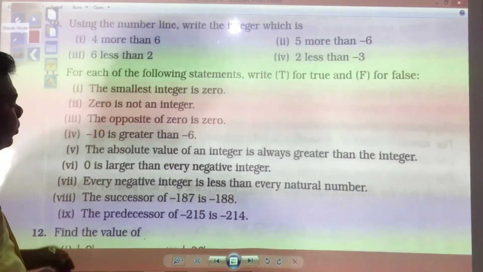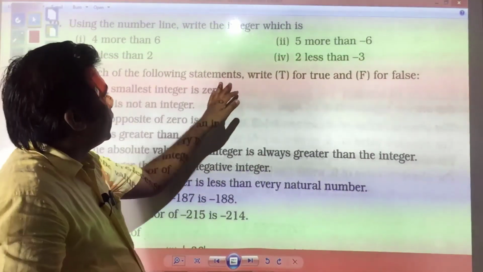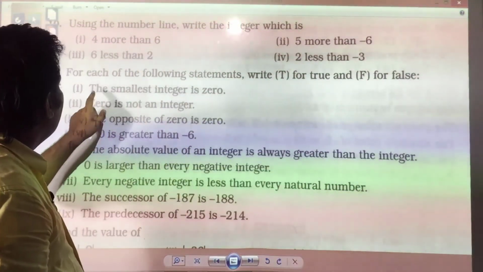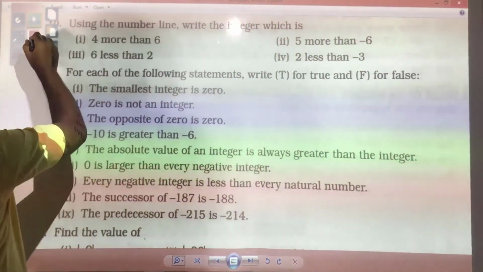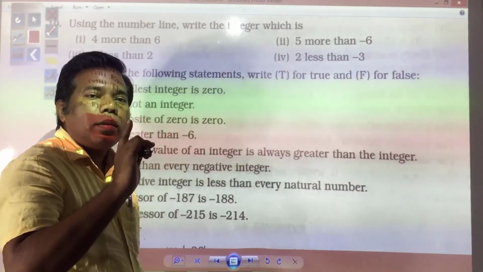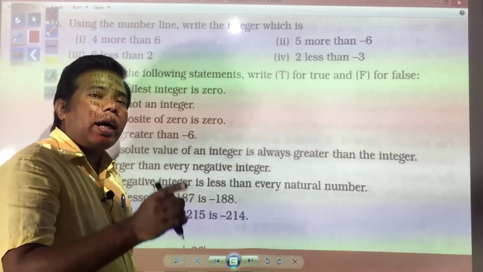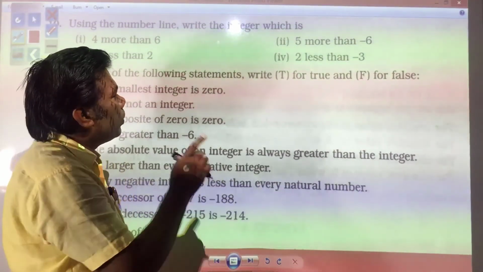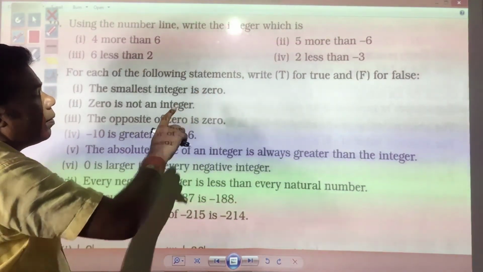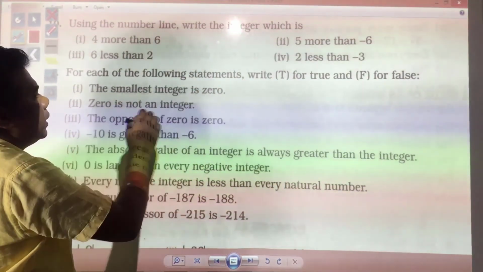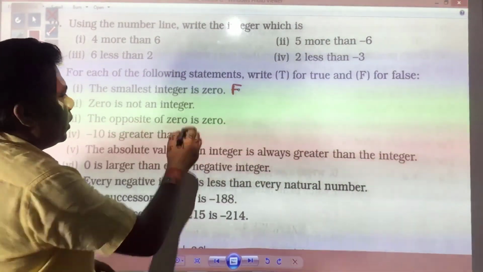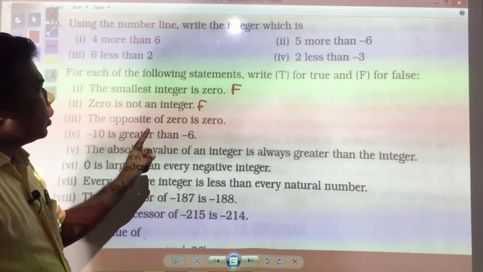Next question you see, for each of the following statements write T for true and F for false. The smallest integer is 0. If you know what an integer is, an integer is a positive counting number, 0 and a negative counting number. So, the smallest number cannot be 0, 0 is the smallest number of whole numbers, this is not of integers. So, this is false. 0 is not an integer, again this is false, because 0 is also an integer.